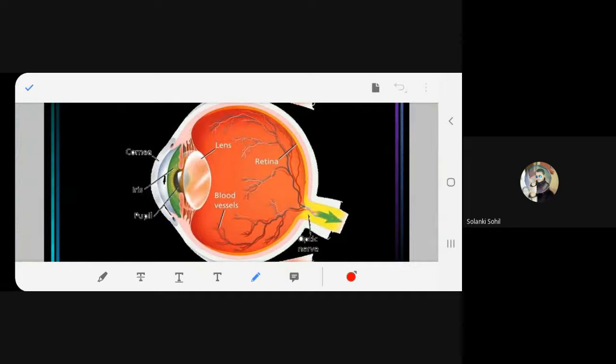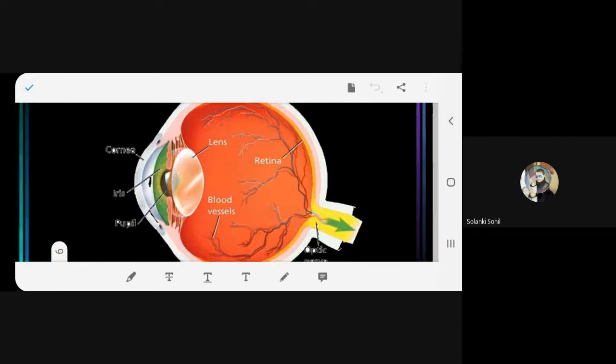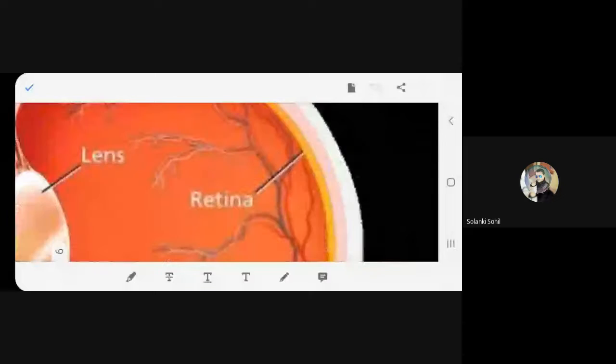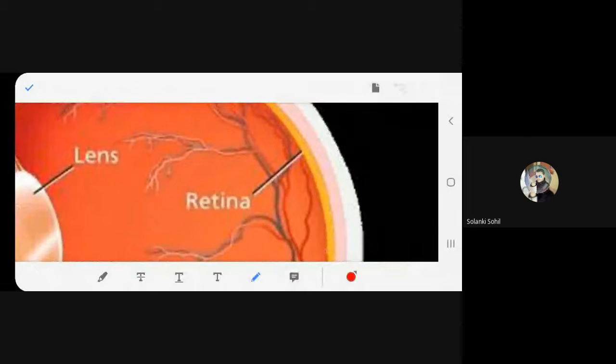And this is how our eyes look like. And which is the important thing? That is the lens. You can see this, the one which I'm making red. And through this lens, an image is formed. Where is the image formed, beta? You can see this retina. Whatever you see, the image is formed here.